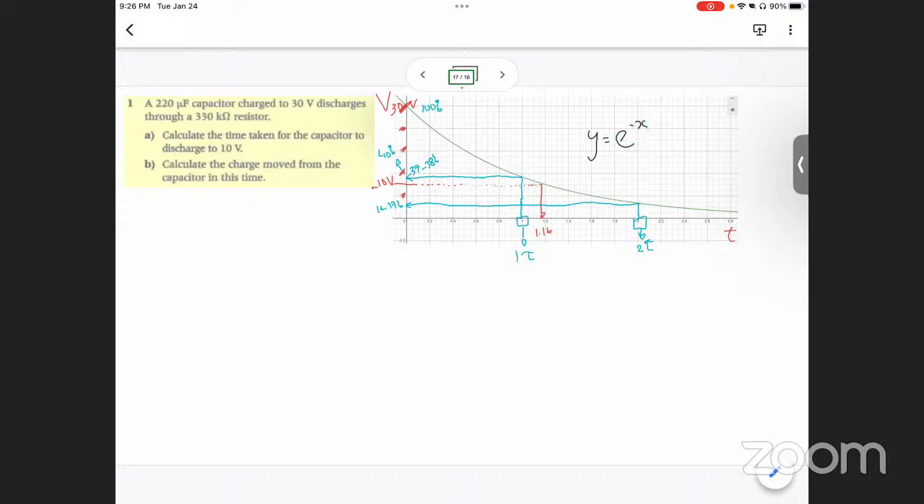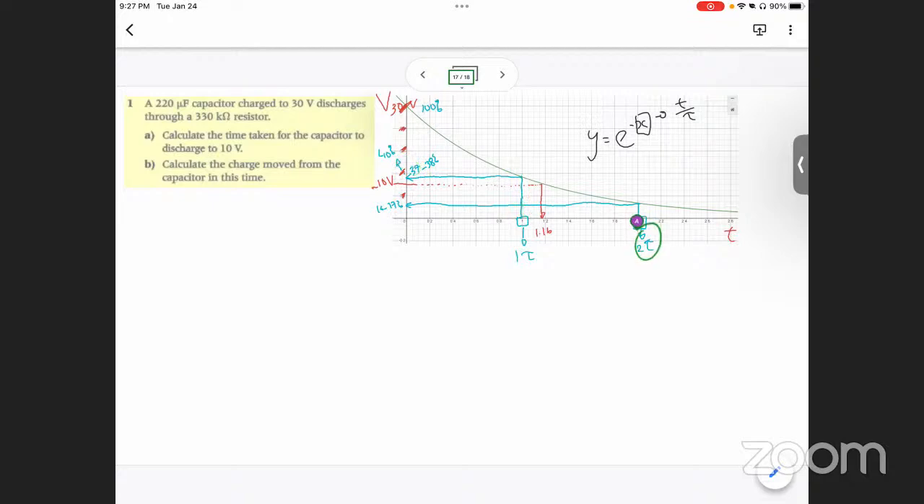All from that. So your notes will be saying that x will be equal to t over tau. If the time is 1 tau, so this is 1 loop, correct? 1 loop, then you get 37%.